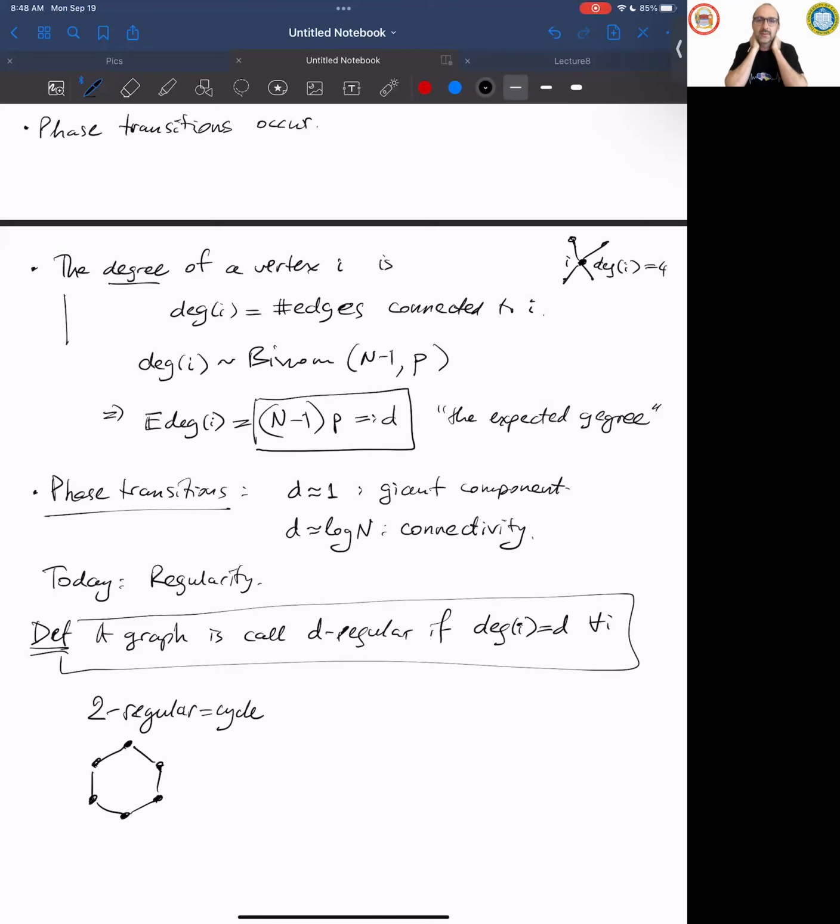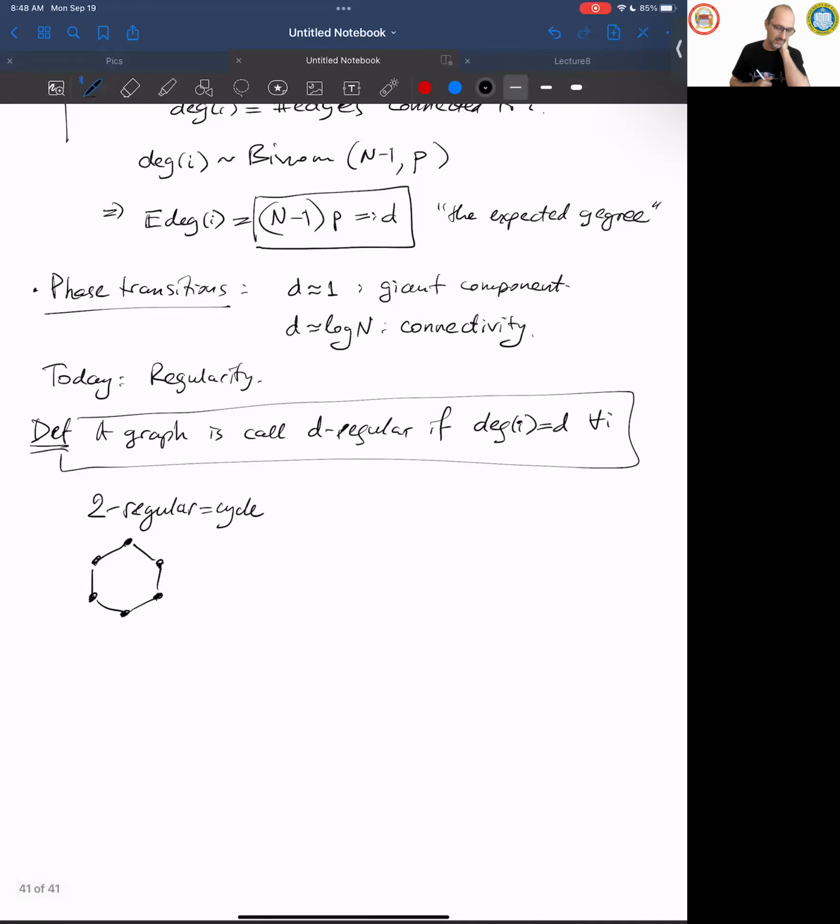Any other examples of a two-regular graph? Couple of cycles. Two cycles, yes. And I think that's it. I'm not sure, but I think there can't be any other. Any two-regular graph breaks down into cycles. You can't have anything else.